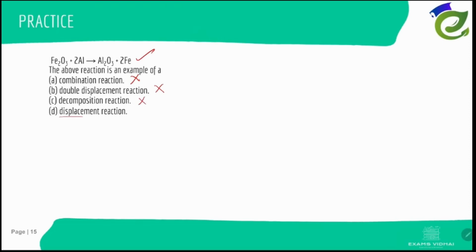The final option is displacement. Is it getting displaced? Yes. Here, iron is being displaced by aluminium to produce aluminium oxide and iron. Therefore, this is a displacement reaction.